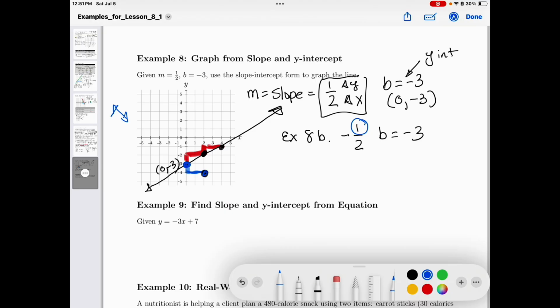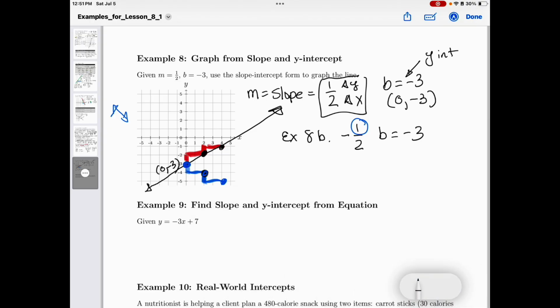Okay, now if I wanted to draw another point, I would go down 1 over 2. That would give me this point here. And then I can draw the line through all those points. And you see I have my line. It still has a slope of 1/2, but it's tilted in the negative direction. So the steepness is the same. One's tilted in the positive direction, one's tilted in the negative direction.